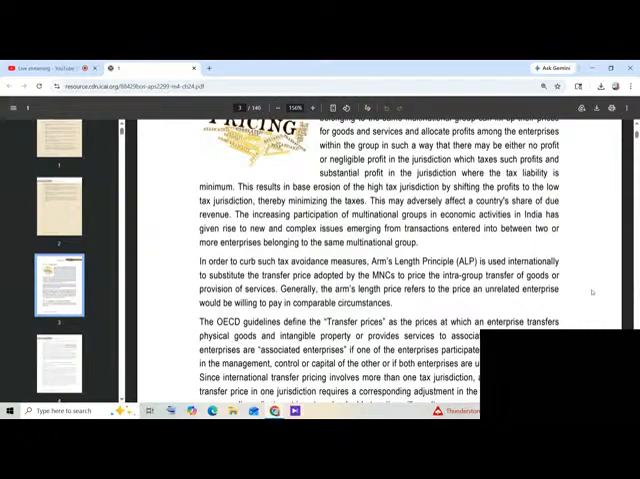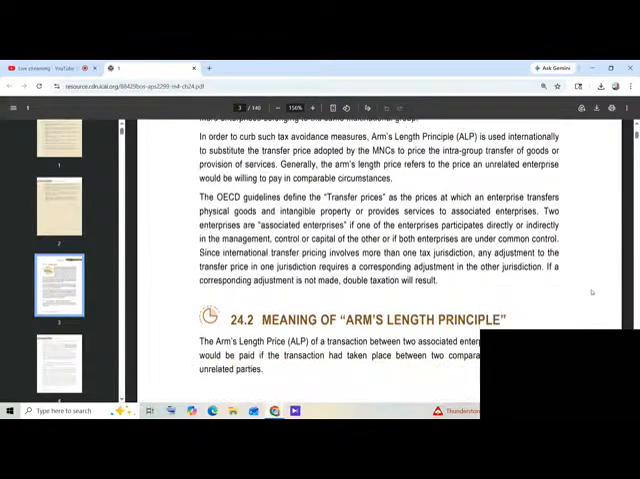The increasing participation of multinational companies in economic activities in India has given rise to new and complex issues emerging from transactions entered into between two or more enterprises belonging to the same multinational group. In order to curb such tax avoidance measures, the arm's length principle is used internationally to substitute the transfer price adopted by the MNCs to price the intra-group transfer of goods or provision of services. Generally, the arm's length price refers to the price an unrelated enterprise would be willing to pay in comparable circumstances.